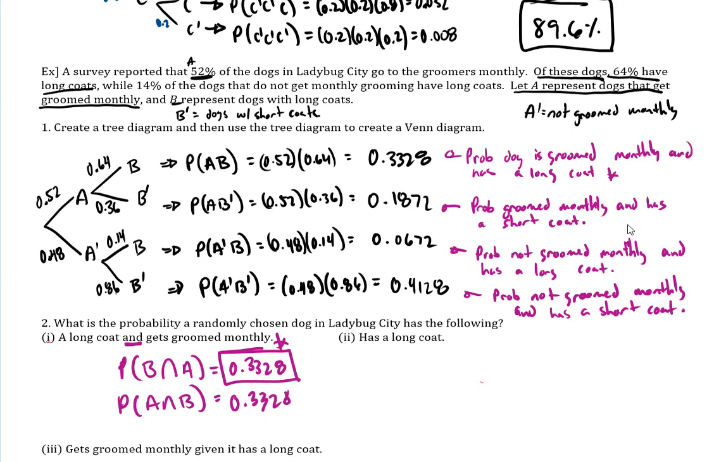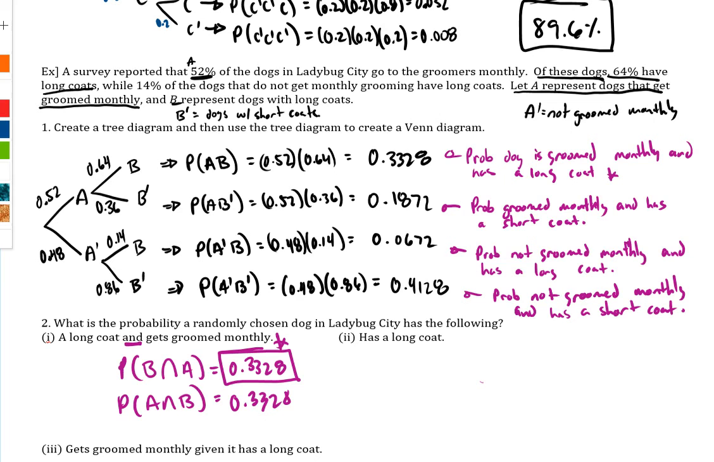Here we are using the and symbol because it's two different events, and we could say and to let us know. Well, again, order doesn't matter. So it's both. And I think it makes sense too when we start to say it in words. Groomed monthly and has a long coat is the same as has a long coat and is groomed monthly. Okay, so for number 2 though, number 2 is just having a long coat.